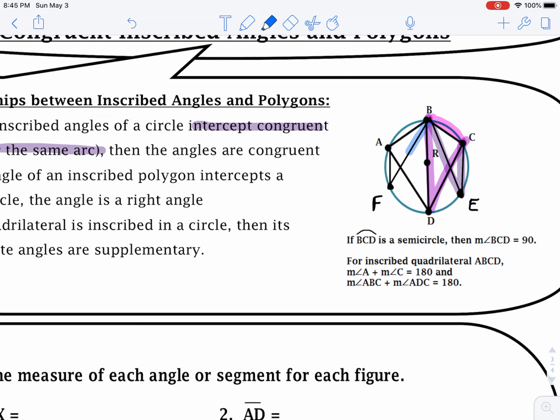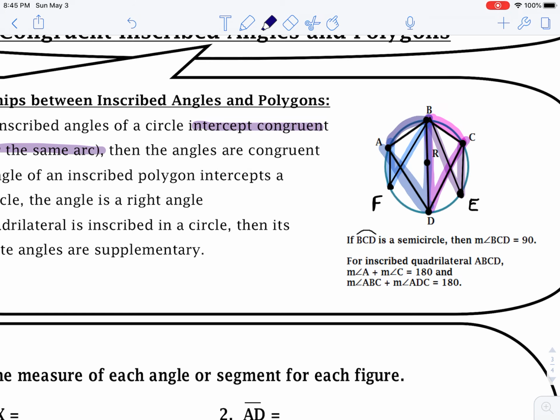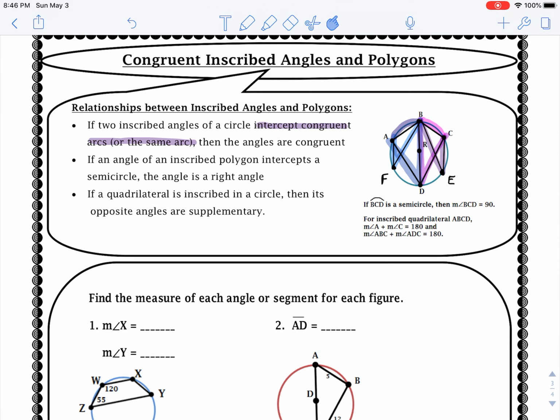Likewise, let me do shades of blue. I have BFA and BDA. Both have the same intercepted arc of AB, so they would be congruent.